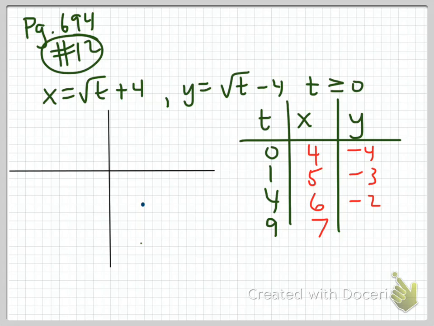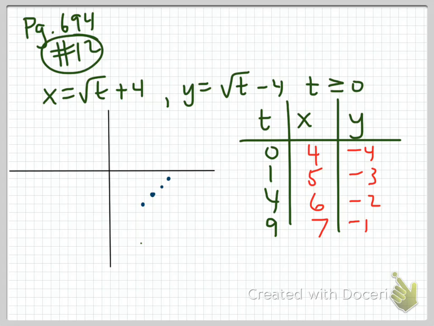You can see a dot there. Over 5 and down 3. Over 6 and down 2. And then 7. Oh, I didn't even put that. What is that? 9, negative 1. Oh, I erased it. And then 7, negative 1. So we can see we have a line that has a slope of 1.